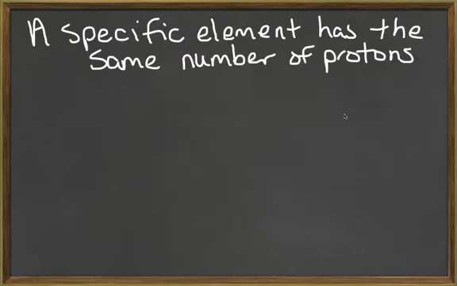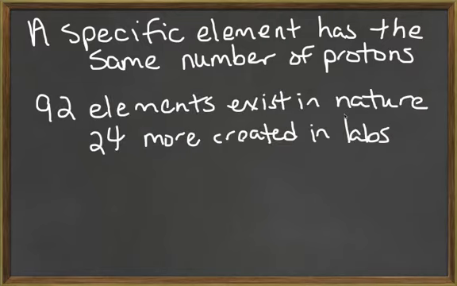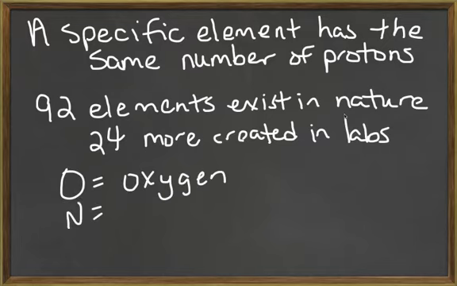An element is a pure substance composed of atoms of only one kind. A specific element will have the same number of protons. Only 92 elements exist in nature, and 24 other elements have been created in research laboratories. Each element has a chemical symbol, which is an abbreviation. For example, O stands for oxygen, N for nitrogen, C for carbon.